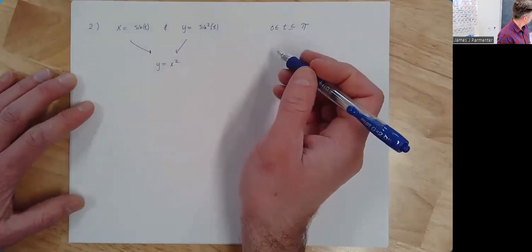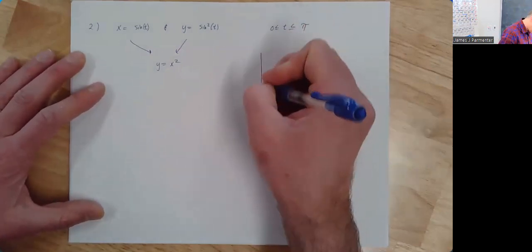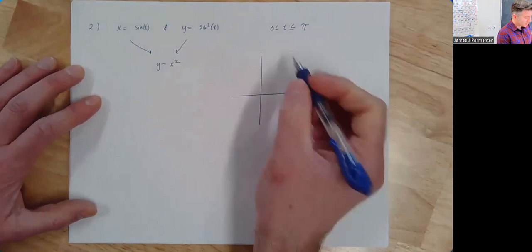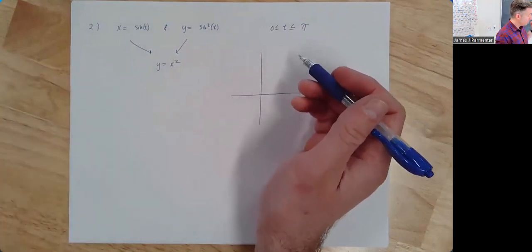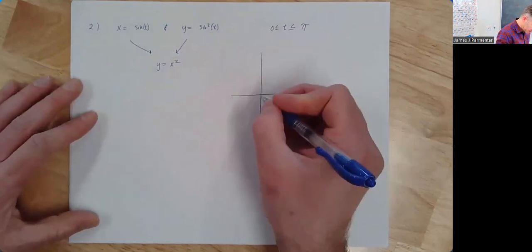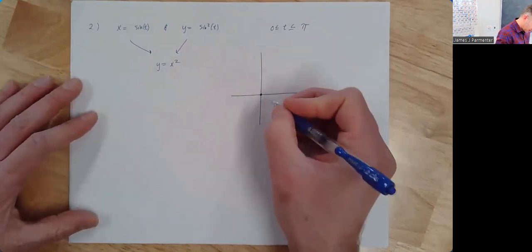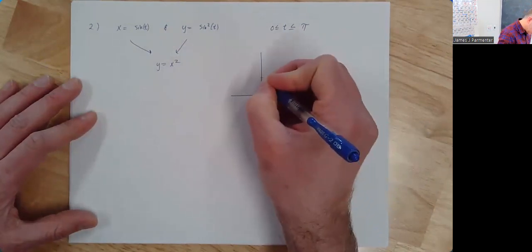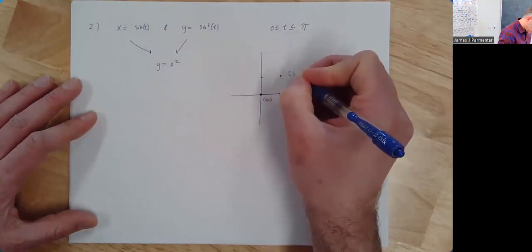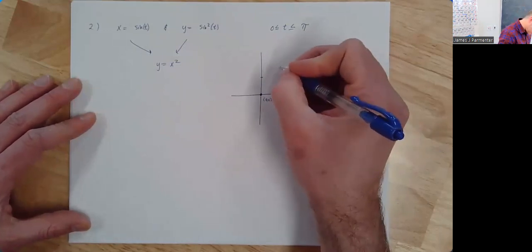Oh, interesting. So what happens? Well, between 0 and pi, we hit pi over 2, and sine of pi over 2 is 1. So at time equals 0, we're going to get the point 0, 0. And then time equals pi over 2, we're going to get the point 1, 1.